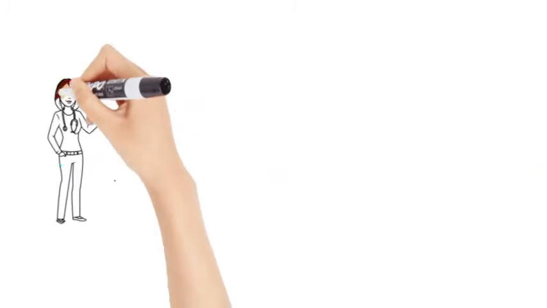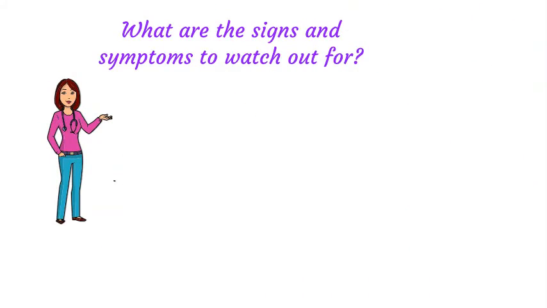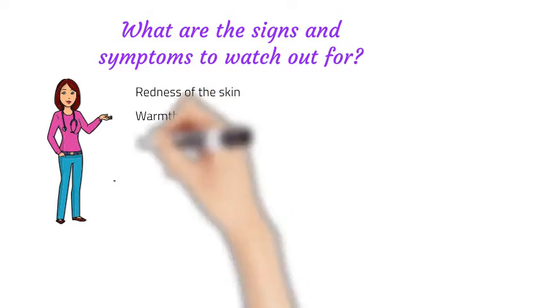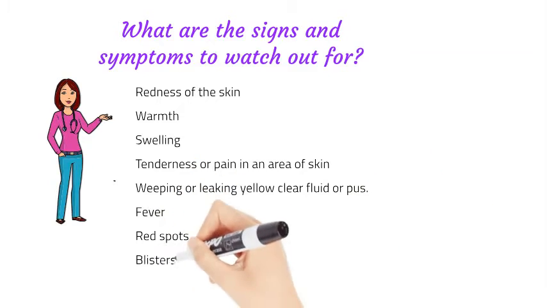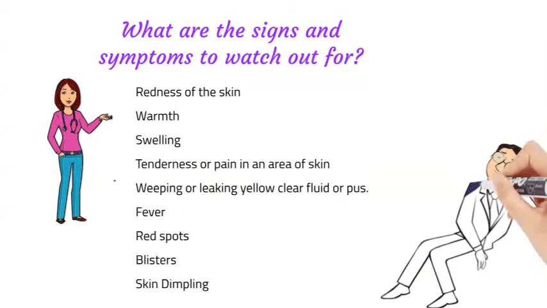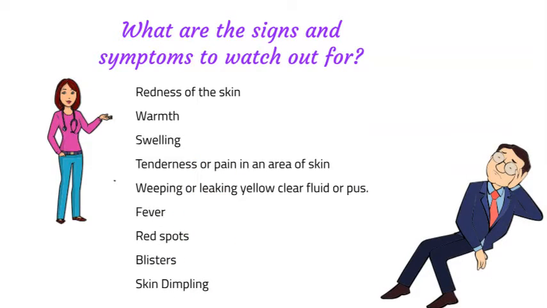So, what are the signs and symptoms of cellulitis? Things that you need to watch out for are redness of the skin, warmth, swelling, tenderness or pain in an area of skin, weeping or leaking yellow, clear fluid or pus, a fever, red spots, blisters, and your skin might dimple.